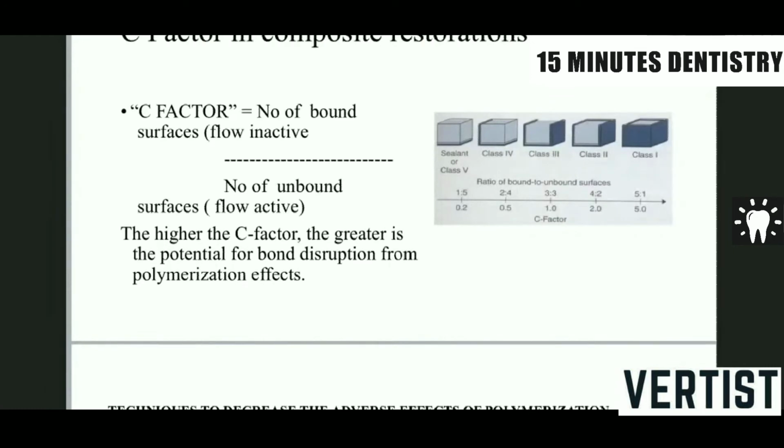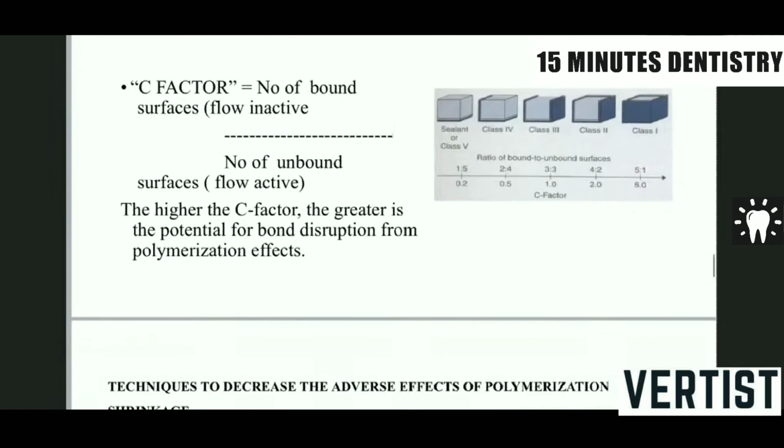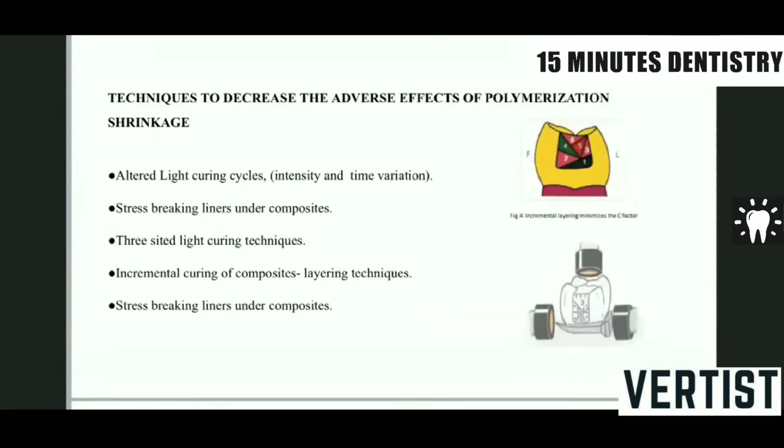So we have to go for different methods so that we can have less polymerization shrinkage, or we can compensate for this polymerization shrinkage and reduce the stresses at the tooth and the material interface. So what are these techniques? We can go in different increments. You can see that there are 1, 2, 3, 4, 5, 6 small increments of 1.5 millimeters, so that you can have good depth of cure and you can always maintain the ratio of bonded and unbonded surfaces.